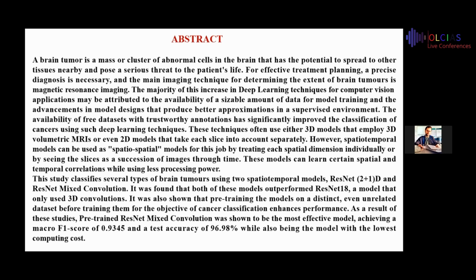So as a result of these studies, the pre-trained ResNet Mixed Convolution was shown to be the most effective model, achieving a macro F1 score of 0.9345 and a test accuracy of 96.98%, while also being the model with the lowest computing cost.